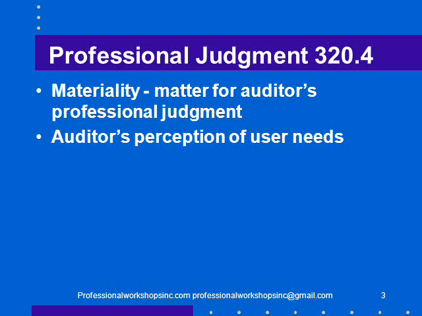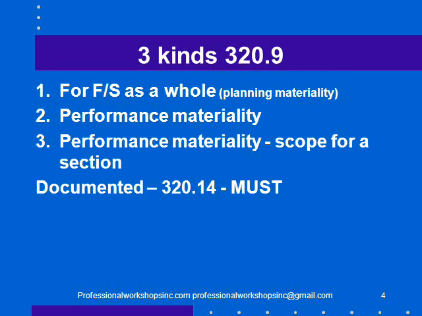Materiality is a matter for the auditor's professional judgment, and it's based on the auditor's perception of user needs. There are three kinds of materiality that we have to document: materiality for the financial statements as a whole, sometimes called planning materiality; performance materiality; and a second kind of performance materiality that I'm going to call scope. And all three must be documented.